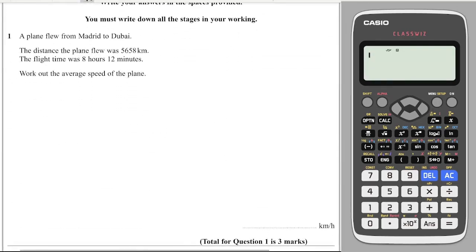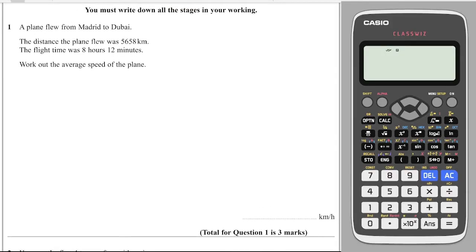Let's go. Question 1. This is a speed question, so you're going to want to know this triangle: speed, distance, time. The time needs to be in hours because it's going to be in kilometers per hour. So that's 8 hours and 12 out of 60, which is the same as 8.2, because 12 out of 60 is a fifth of an hour.